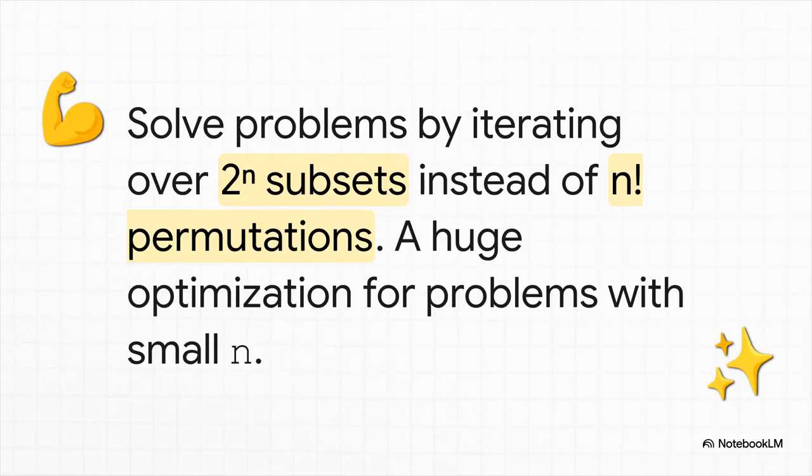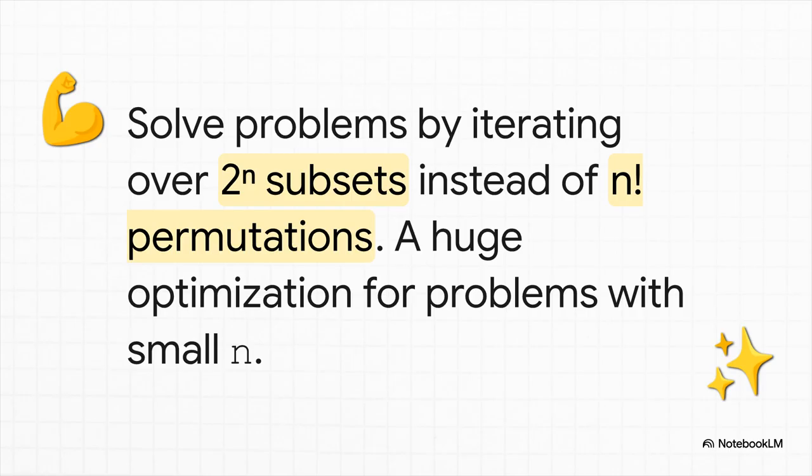And now, for the final boss, dynamic programming with bit masks. Some problems seem to require checking every single possible ordering or permutation of a bunch of items. The thing is, the number of permutations, n factorial, grows so fast it's insane. For n equals 20, we're talking about a number so big your computer would never finish.